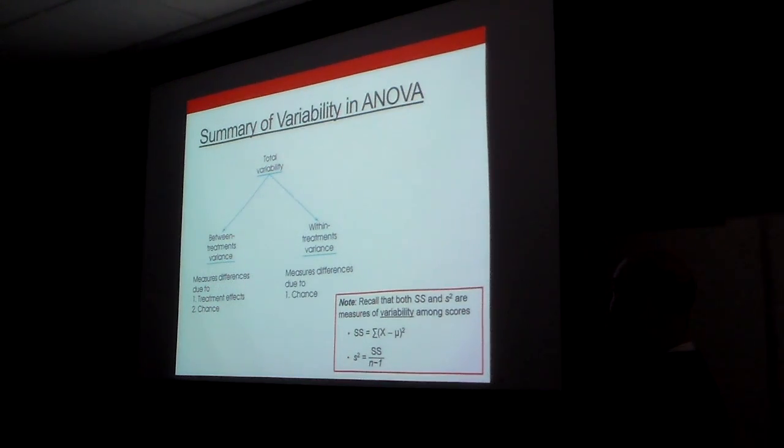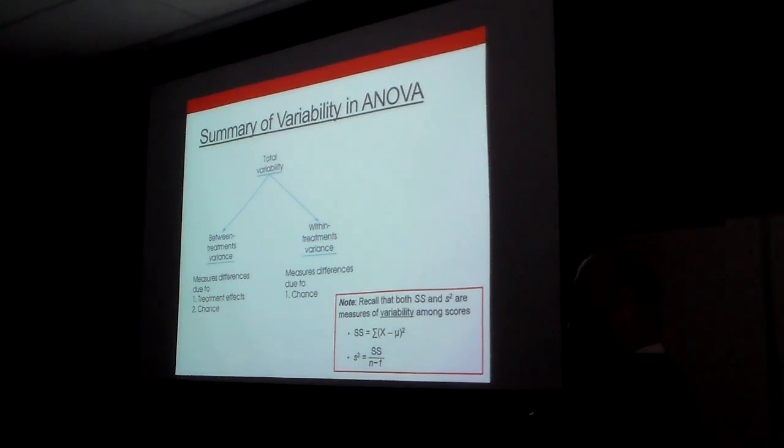So, looking at variability in my ANOVA model, here's my total variability. This is all the variability that I have in my sample, right? I'm going to section this off into two different groups. I'm going to have between treatments variance, which measures my differences due to treatments, or actual effects, and just random stuff. And I'm going to section the total variability off into within treatments variance. This is going to be my error. This is stuff that's just due to chance.